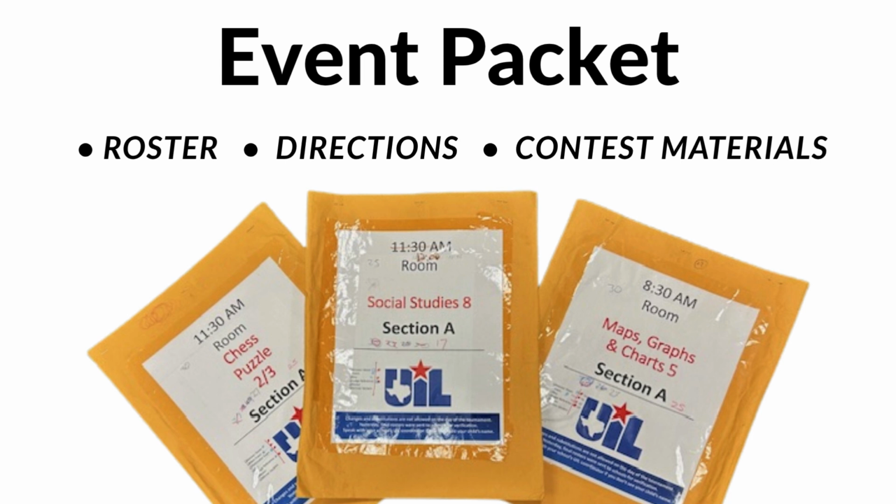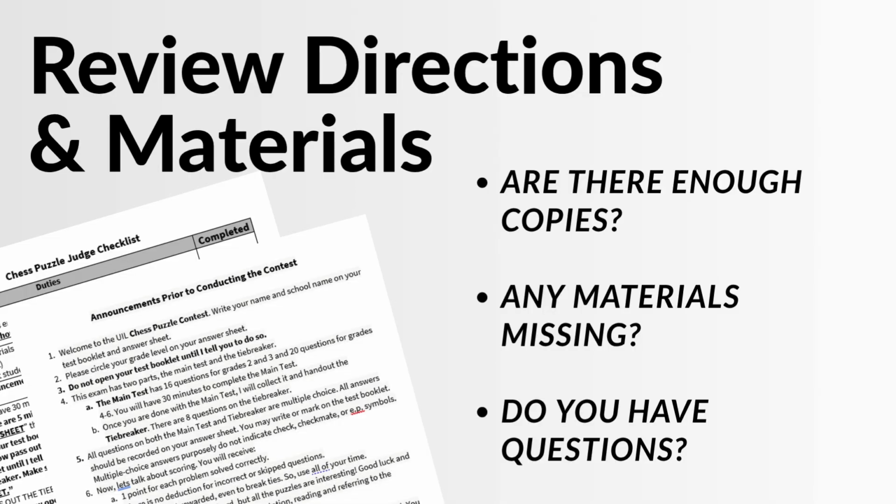These are event packets. Each contest you proctor will have its own packet, so you may have several throughout the day. Near the front inside each packet, you'll find a student roster and proctor directions, including a script to read. Other materials inside may include exams, answer sheets, blank paper, or other items, depending on the event. When you get your packet, check the proctor directions right away. Also, look at the roster to see the number of students that will be competing and make sure you have enough copies for all of them. If anything's missing or unclear, just ask the event staff.